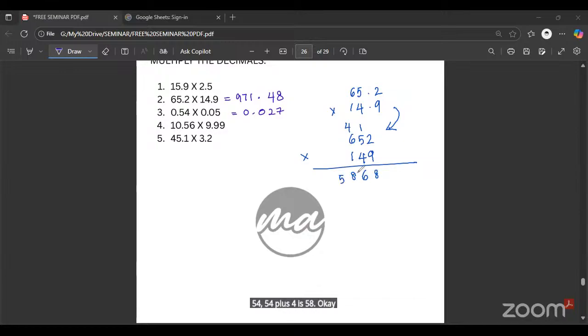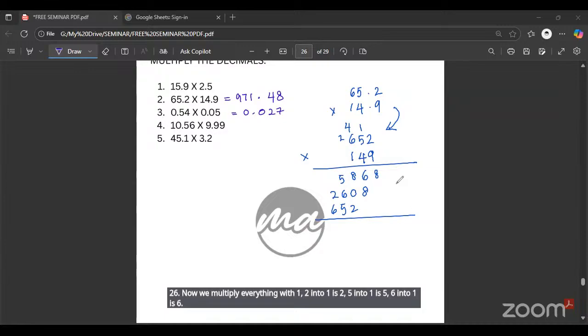Okay. And then you multiply everything with 4. 2 into 4 is 8. 5 into 4 is 20. And 2 goes over here. 6 into 4 is 24. 24 plus 2 is 26. Now we multiply everything with 1. 2 into 1 is 2. 5 into 1 is 5. 6 into 1 is 6. We add all of them.